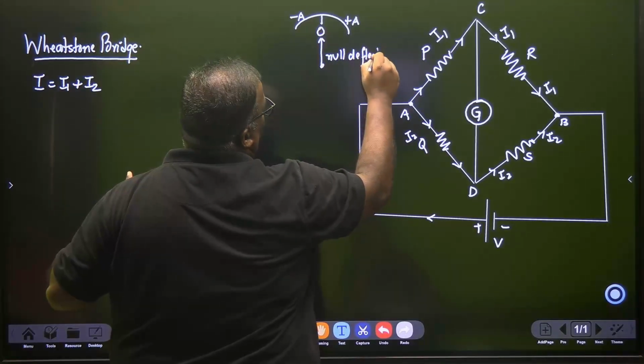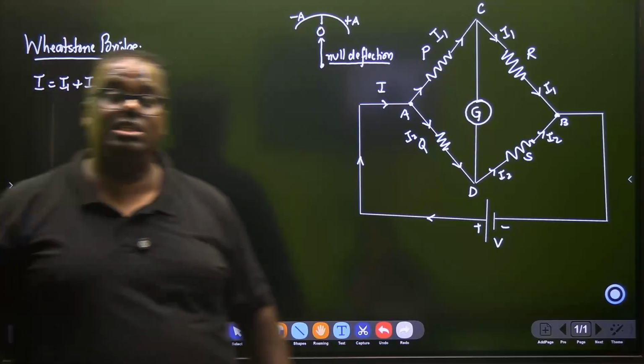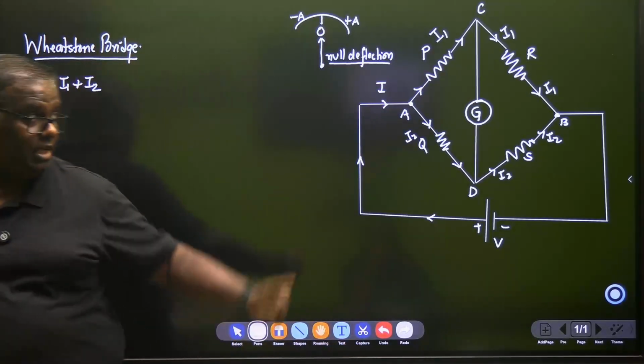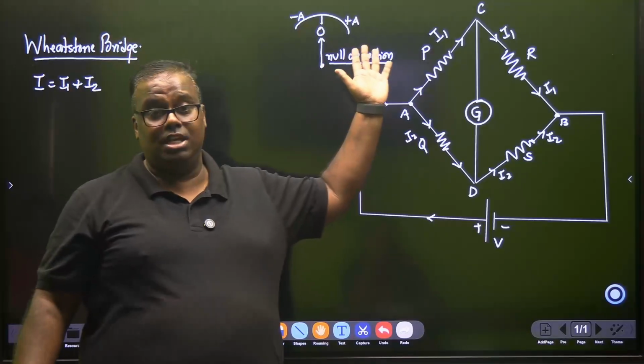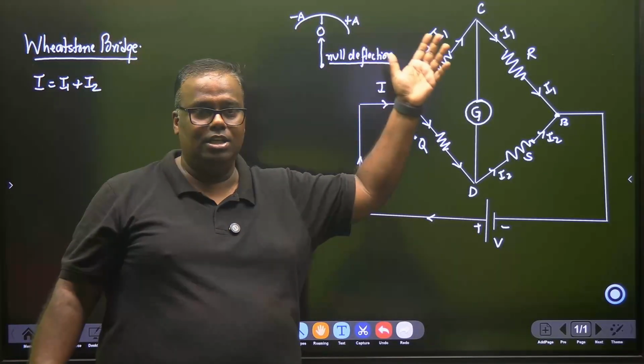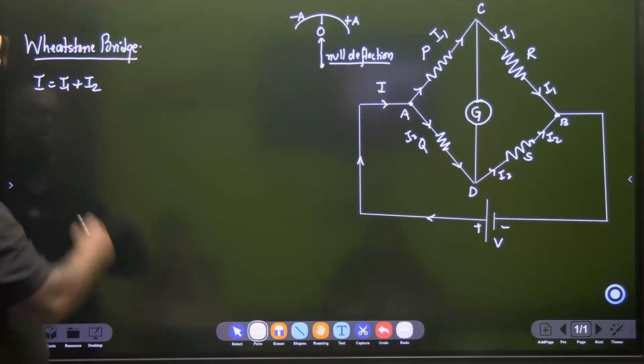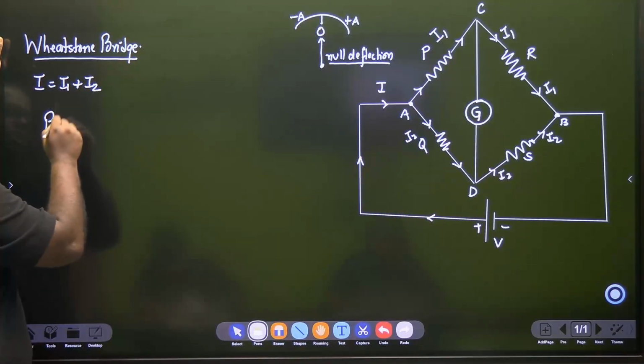What do we call it? Null deflection. Null deflection means the galvanometer is not sensing any current. It's like the father sent for an exorcism, and his rosary is not sensing any spirit out there, so no current. Now in Wheatstone bridge, we have a condition called the balanced Wheatstone bridge.